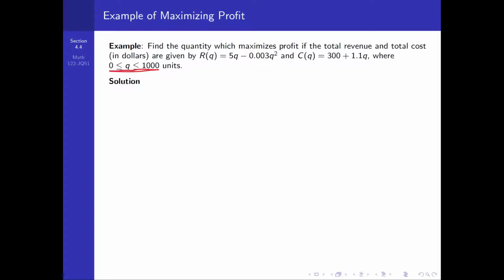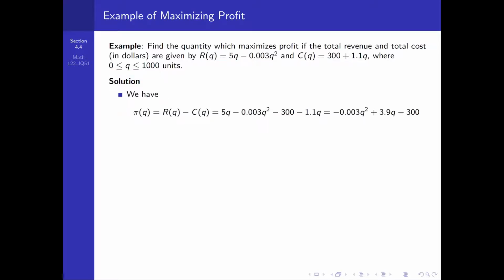All right, so I'll read the problem for you. Find the quantity which maximizes profit if the total revenue and total cost in dollars are given by, and here's the revenue function, R of Q equals 5Q minus 0.003 Q squared, and the cost function C of Q is 300 plus 1.1 Q. And again, we're looking over a closed interval here. So Q is between 0 and 1,000 units. And that allows us to use the method for finding global maximums over closed intervals as opposed to non-closed intervals.